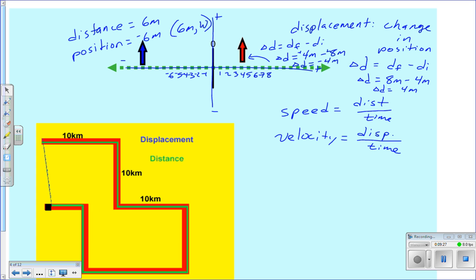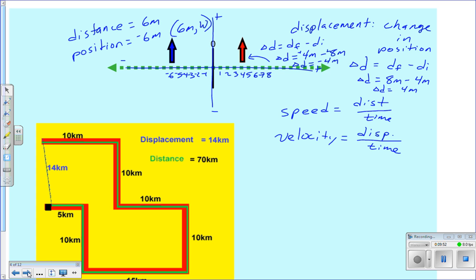If we move it this direction, then it's moving toward the positive area of the graph, which gives it a positive displacement. So, for example, if it starts at -6 and moves up to -2, we would take -2 minus -6, and that would be a positive 4 for our answer.